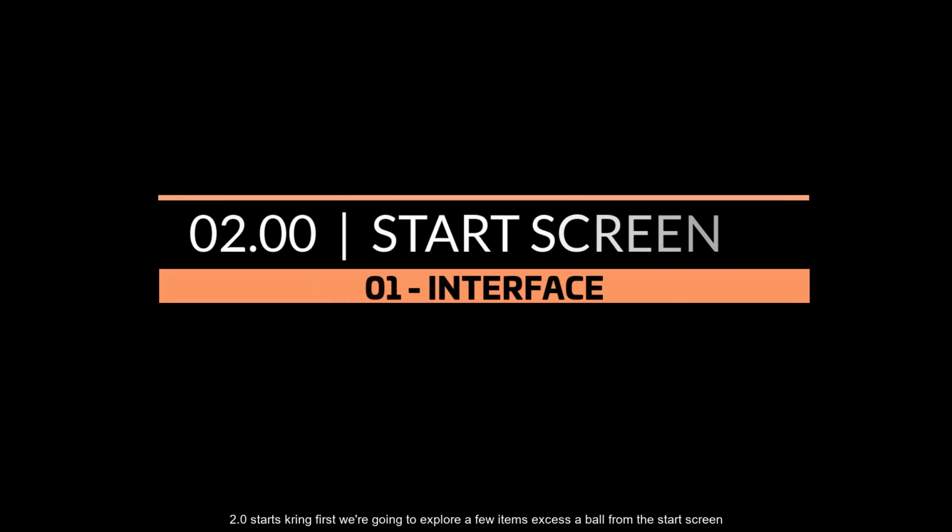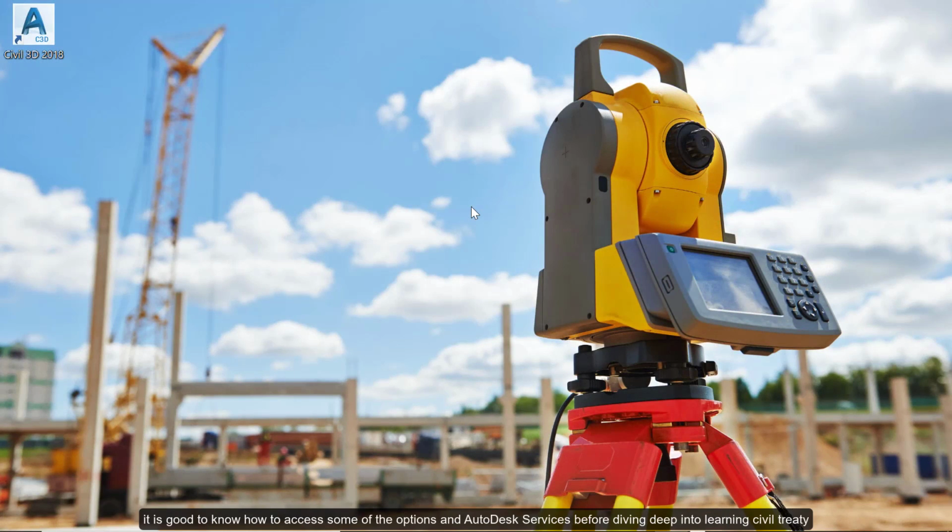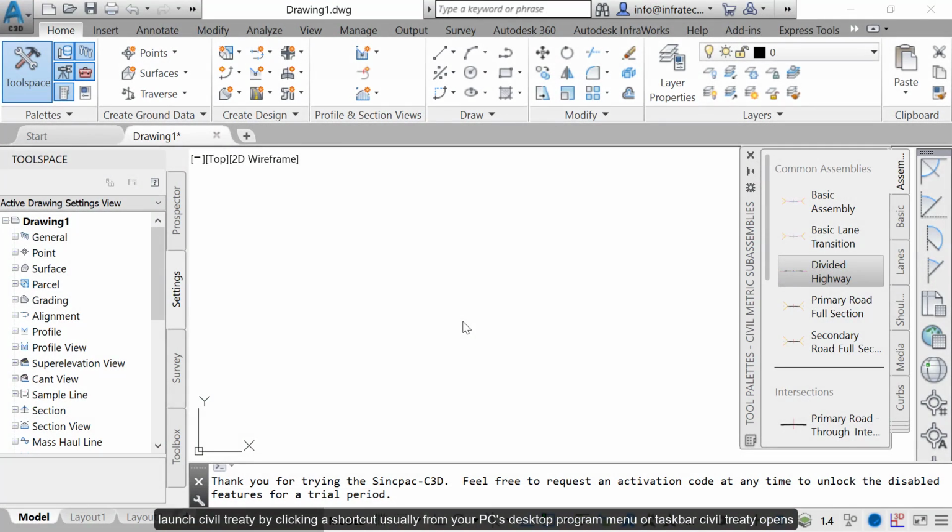2.0 Start Screen. First, we are going to explore a few items accessible from the Start Screen. It is good to know how to access some of the options and Autodesk services before diving deep into learning Civil 3D. Launch Civil 3D by clicking a shortcut, usually from your PC's desktop, program menu, or taskbar. Civil 3D opens, and your default template file, Drawing 1, is displayed.